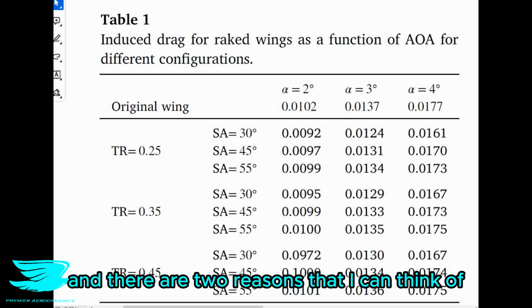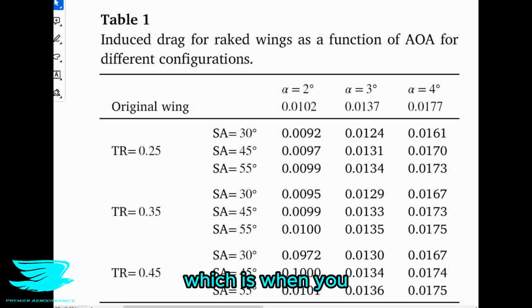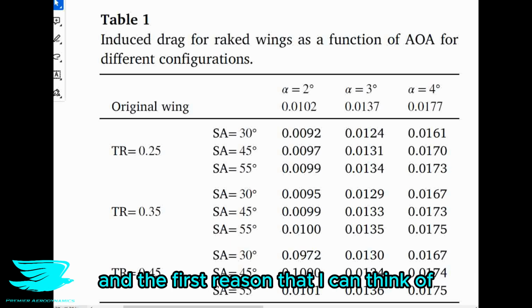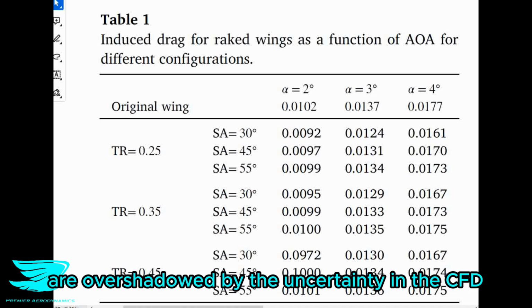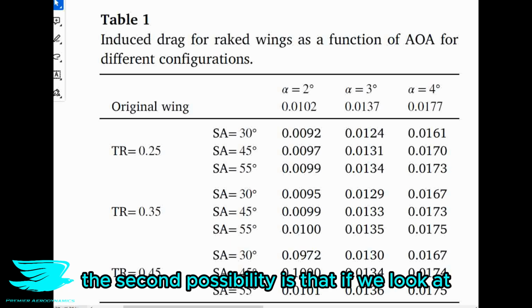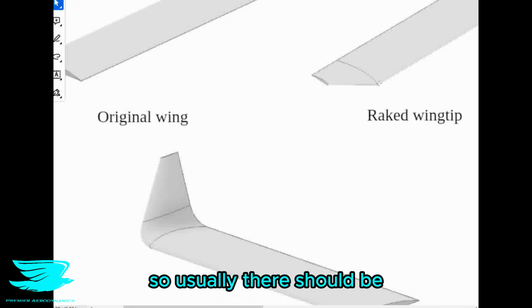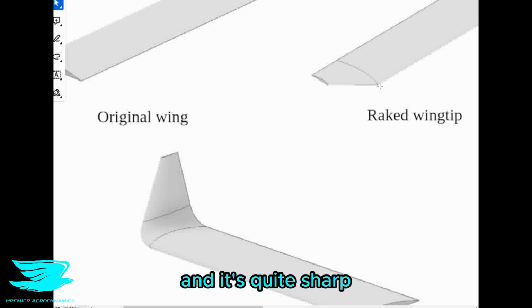And there are two reasons that I can think of why we'd be getting this trend here instead of the other trend that we expect, which is when you increase the taper ratio, the induced drag drops. The first reason that I can think of is that the CFD isn't accurate enough here, and the small increases of a few percent are overshadowed by the uncertainty in the CFD. That is one possibility and a good one in my opinion. The second possibility is that if we look at figure 1, we see that the taper starts very abruptly. So usually there should be a smooth transition, but here it's just a point at the leading edge that starts and it's quite sharp.